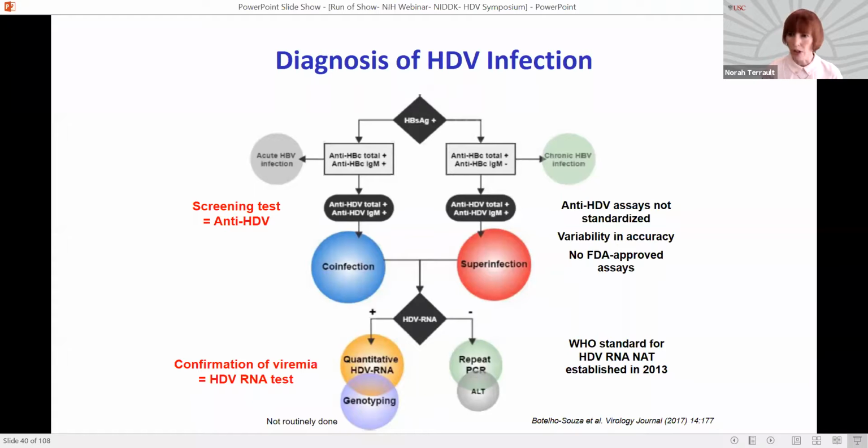But again, there is variability in terms of the detection limits and dynamic range of the HDV RNA assays that are available to clinicians. Genotype is also mentioned here, but I would say that there's very limited role for this in terms of clinical care at the moment, but I think there's some interesting epidemiology that is still to be learned about looking at both HBV and HDV genotypes.